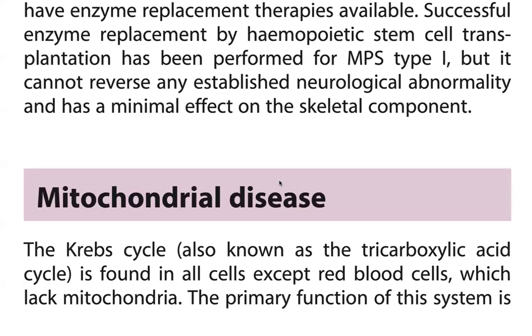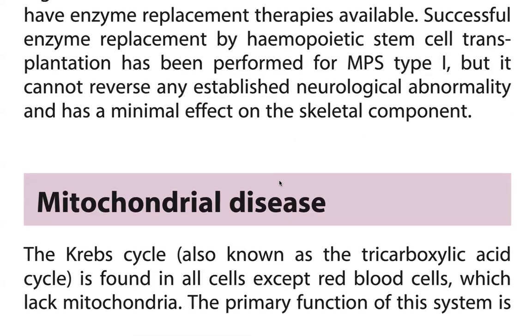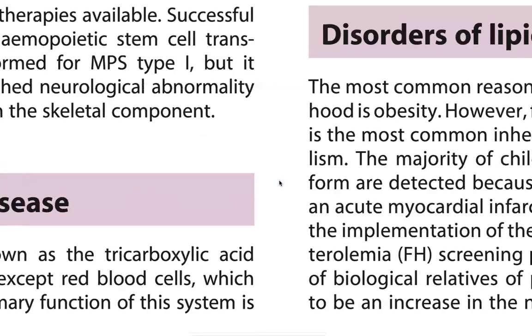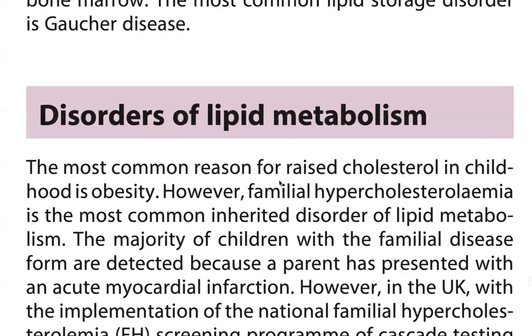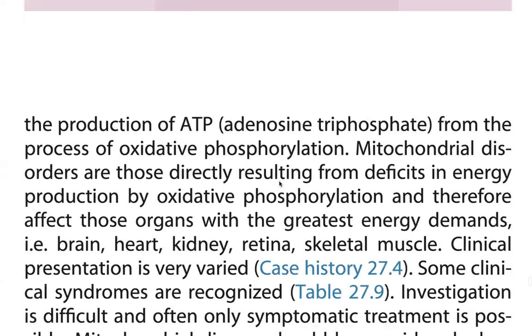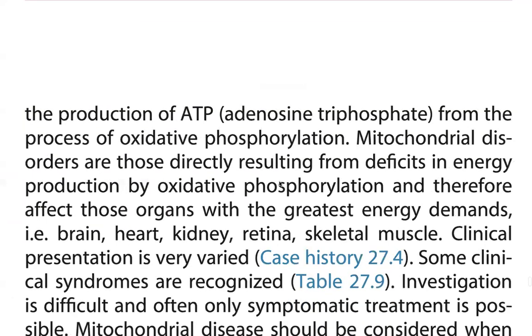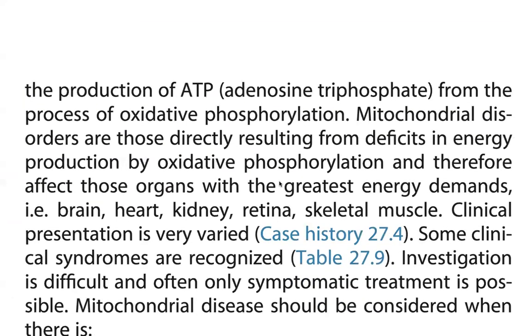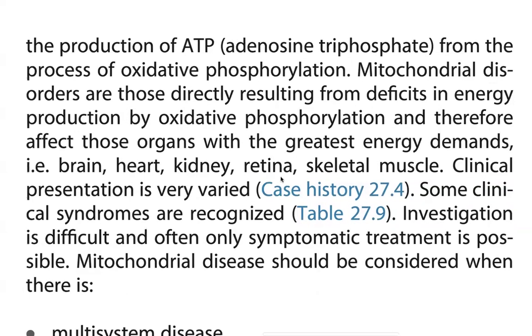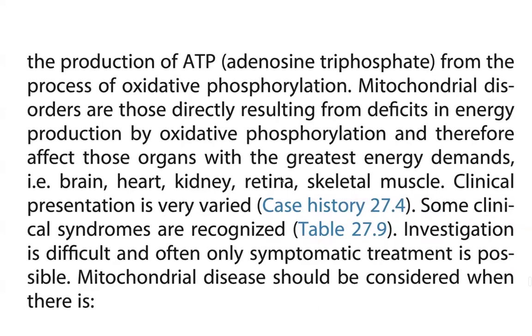Mitochondrial disease. The Krebs cycle, also known as the tricarboxylic acid cycle, is found in all cells except red blood cells, which lack mitochondria. The primary function of this system is the production of ATP from the process of oxidative phosphorylation. Mitochondrial disorders are those directly resulting from deficits in energy production by oxidative phosphorylation and therefore affect those organs with the greatest energy demands: brain, heart, kidney, retina, and skeletal muscles.